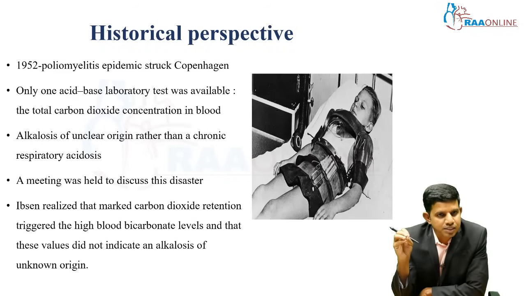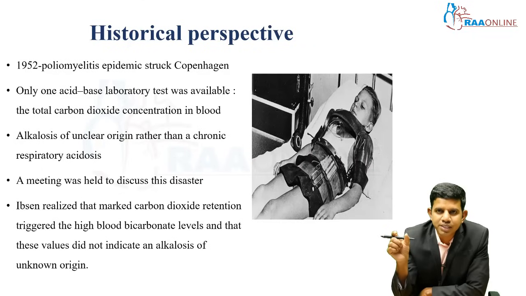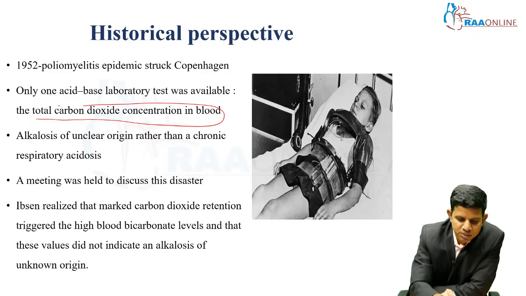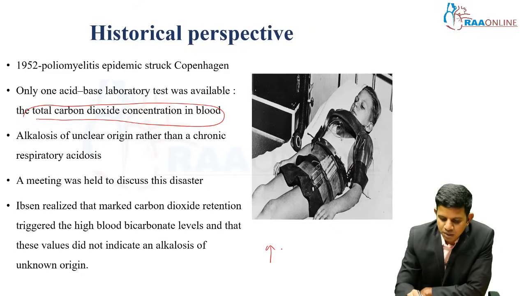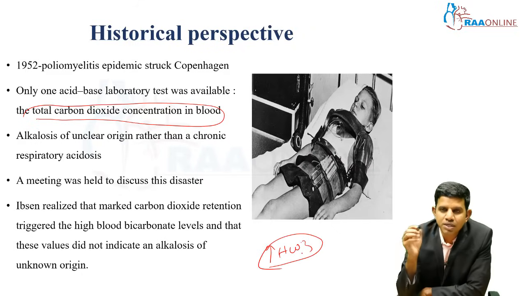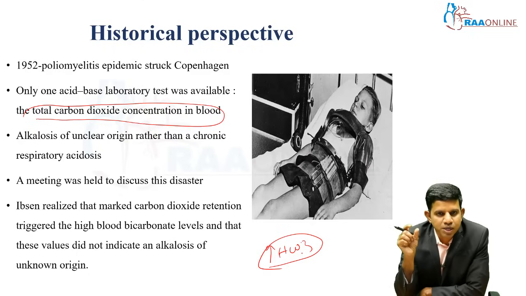In 1952, there was a poliomyelitis epidemic, and a lot of patients died. At that point in time, only one acid-base laboratory test was available: they measured the total carbon dioxide concentration in the blood, which is a measure of bicarbonate. They found that in poliomyelitis patients the total bicarbonate level was very high. They called it a metabolic alkalosis of unclear origin.